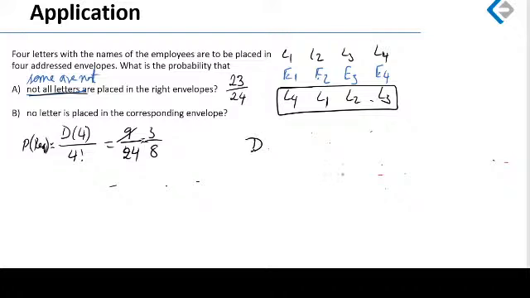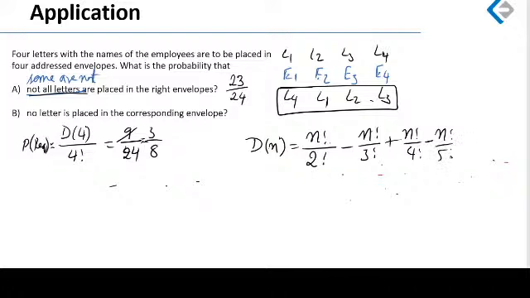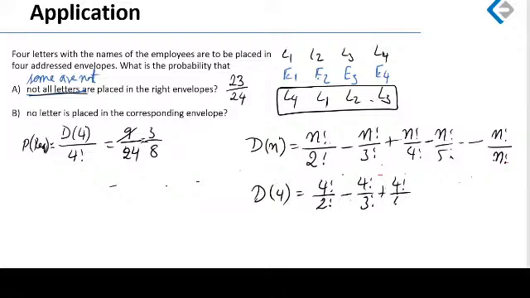What is derangement for n, friends? I told you in the last class, derangement for n is n factorial divided by 2 factorial, minus n factorial divided by 3 factorial, plus n factorial divided by 4 factorial, likewise plus and minus n factorial by 5 factorial. Keep doing this until you write n factorial by n factorial. Therefore, derangement for 4 is 4 factorial by 2 factorial minus 4 factorial by 3 factorial plus 4 factorial by 4 factorial. Stop. Don't write plus 4 factorial by 5 factorial, because that becomes a fraction. Stop there, which becomes 9 when you evaluate these terms.